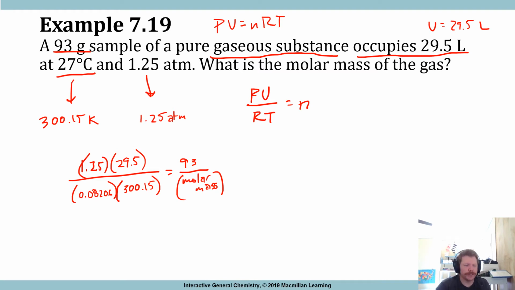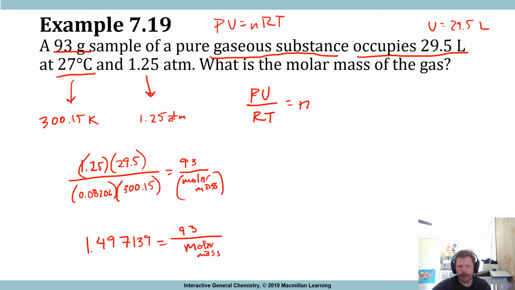But the first thing that I want to do is I want to kind of clean this up a little bit. I'm going to say 1.25 times 29.5 divided by 0.08206 times 300.15. Okay, so that gets me 1.497139. That is equal to my N value, my number of moles. So I have the number of moles, but I don't have the molar mass, which is what I'm looking for. So I can say 93 divided by my molar mass.